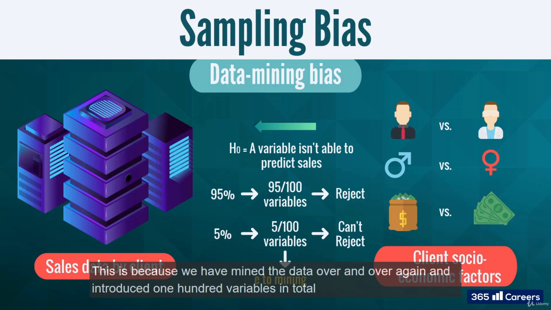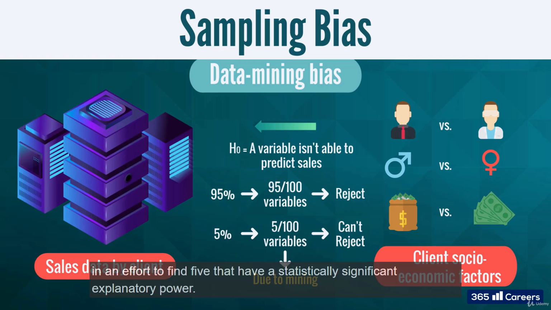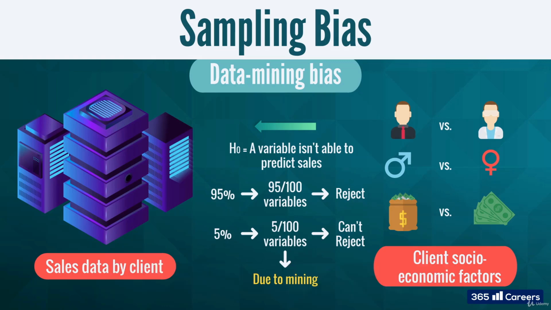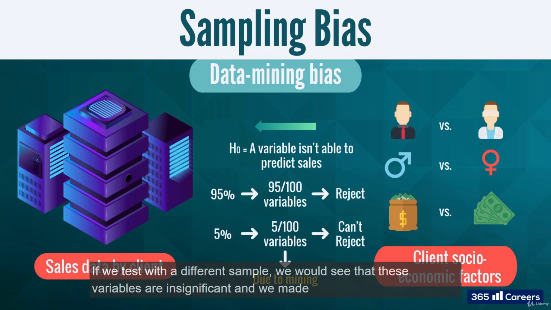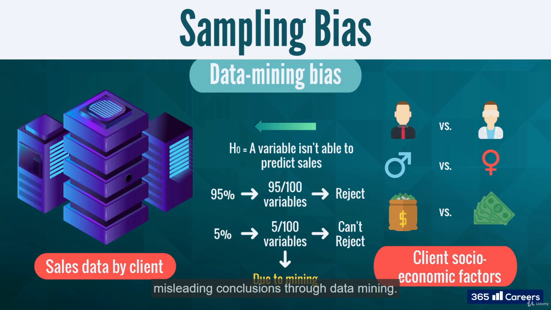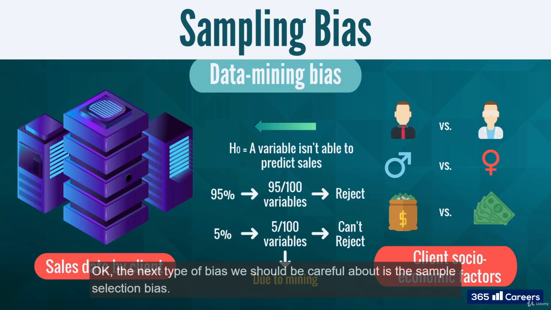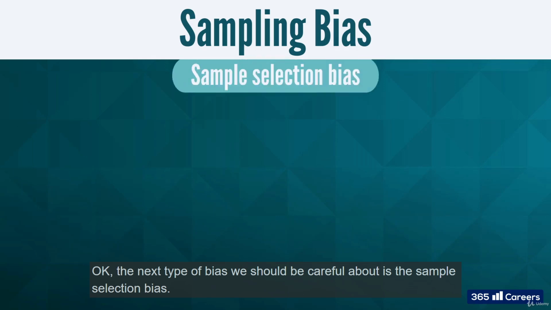This is because we have mined the data over and over again and introduced 100 variables in total in an effort to find 5 that have a statistically significant explanatory power. If we test with a different sample, we would see that these variables are insignificant, and we made misleading conclusions through data mining.